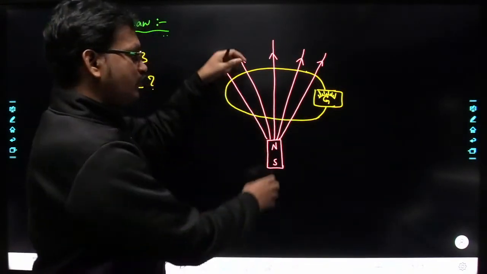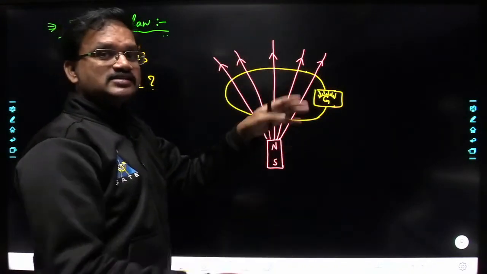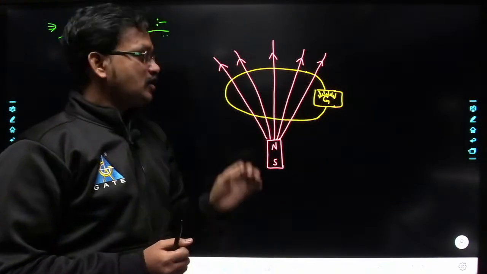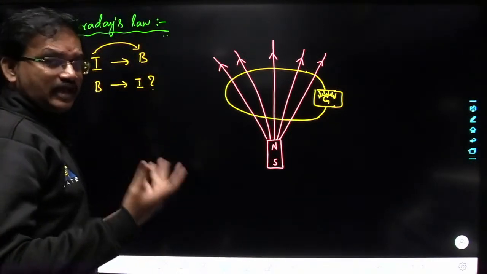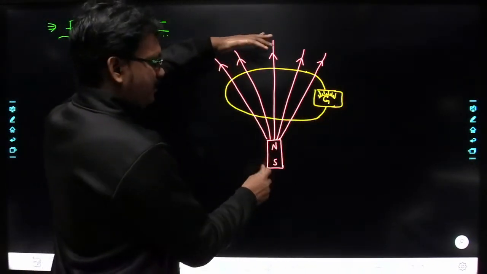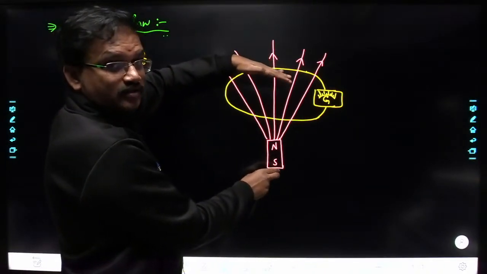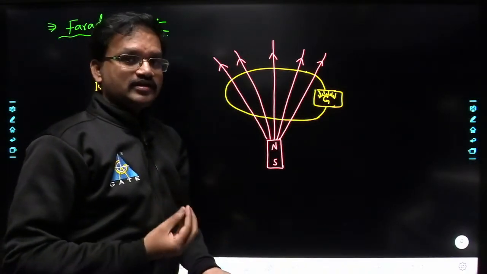Now he started moving both magnet and loop relative to one another. In that case also he observed the deflection in the galvanometer. Understood? Okay, so in all these cases he observed the deflection in the galvanometer. Whenever this loop and magnet both are stationary, in that case he has not observed any deflection in the galvanometer.